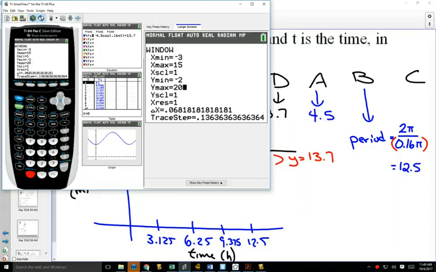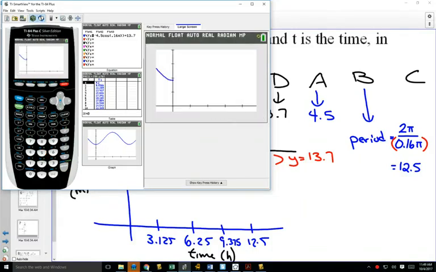What we can also do, if we want to be fancy, is this XSCL, which stands for the X scale. Right now it's at 1, which means it's going to have a tick mark at every 1. If I want to be fancy and have these 3.125 show up, I can do that. I can make it go every 3.125, and then these marks will show up perfectly like that. For your y values, maybe you want to go up by 5s. But now when I hit graph, it looks identical to the one that we sketched.